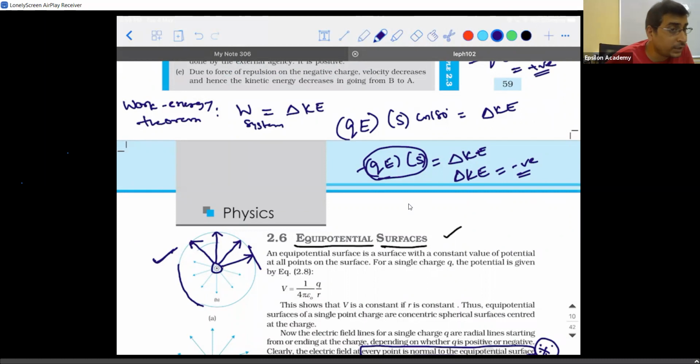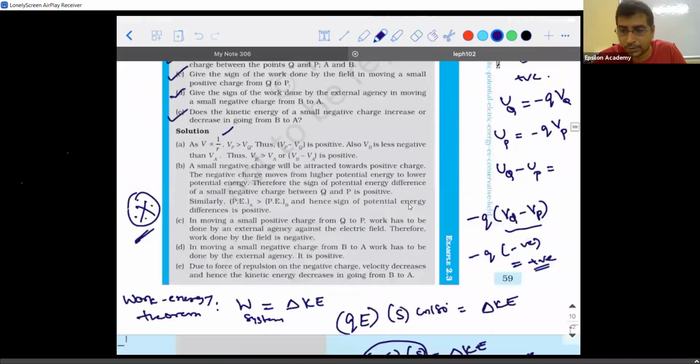Today's concepts are very, very important for you to understand the subsequent concepts. I suggest you all revise it again. So what were the concepts we discussed? One, we discussed equipotential surface. Second, the relation between the electric field and the potential. Then we did a problem based on it. Right?